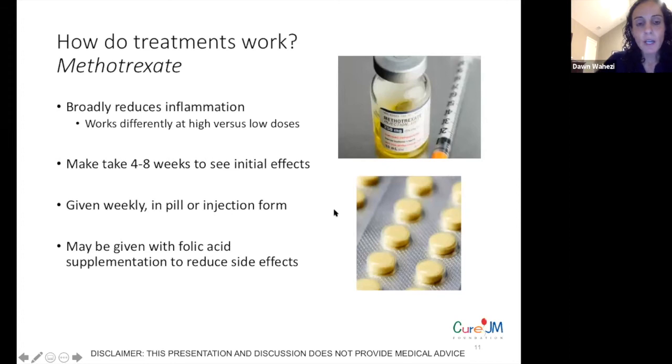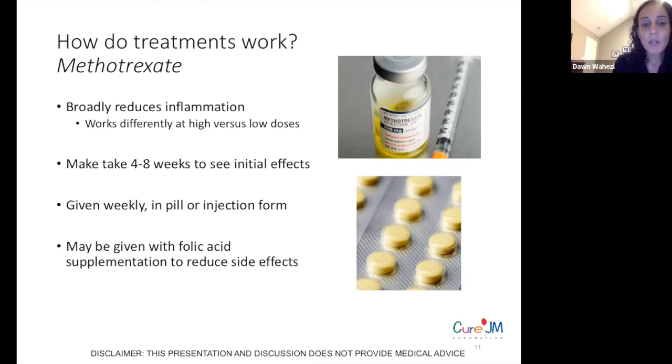So methotrexate. Methotrexate is a very highly effective medication in JM, and it's been studied pretty broadly in the disease. It works pretty broadly on the immune system to reduce inflammation. If you look it up, you might see that it is a chemotherapy, but we use it very differently. We use it in very low doses, whereas in cancer patients it's used at very high doses, and it works very differently. So don't be nervous if you look it up; we use it in very different doses and for different purposes.